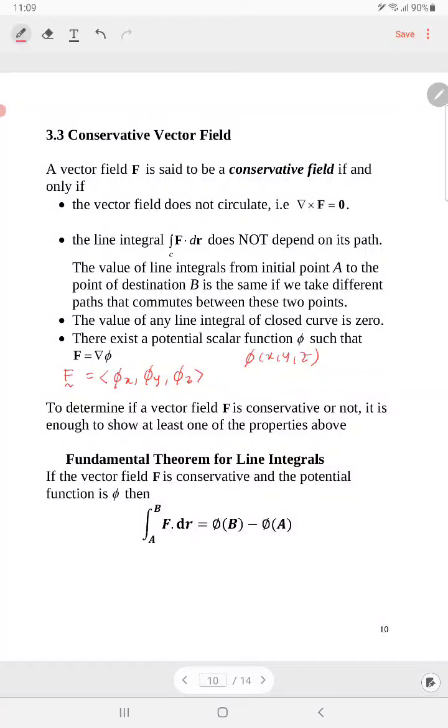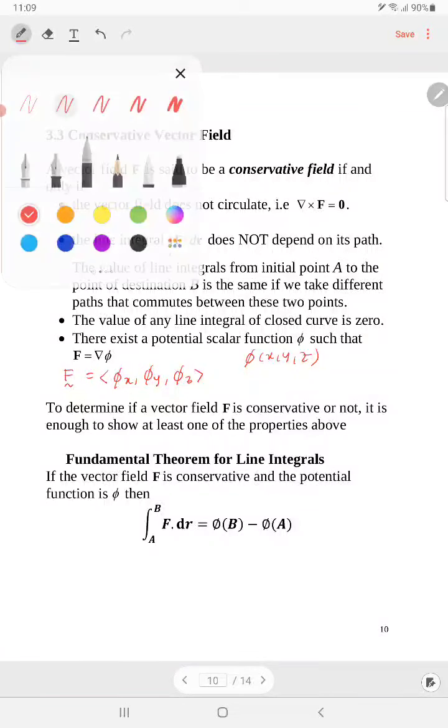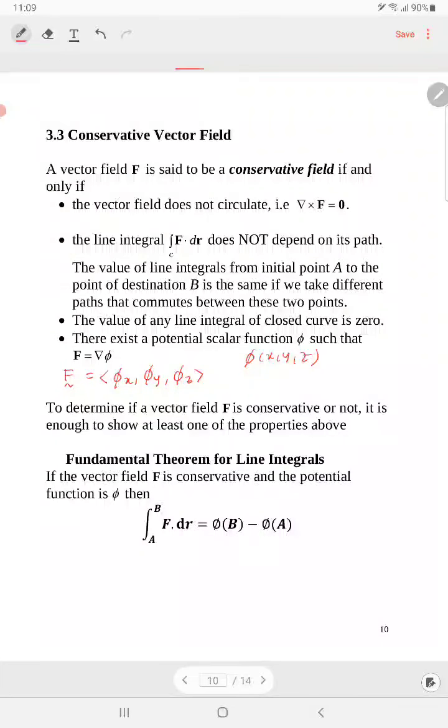Okay, so if F is a conservative field, then there exists a potential scalar function phi such that F is equal to the gradient of phi. Okay, so to determine if a vector field F is conservative or not, it is enough to show at least one of the properties above. So usually we show that del cross F is a zero vector, and that is enough to show that F does not circulate, hence it is a conservative field.